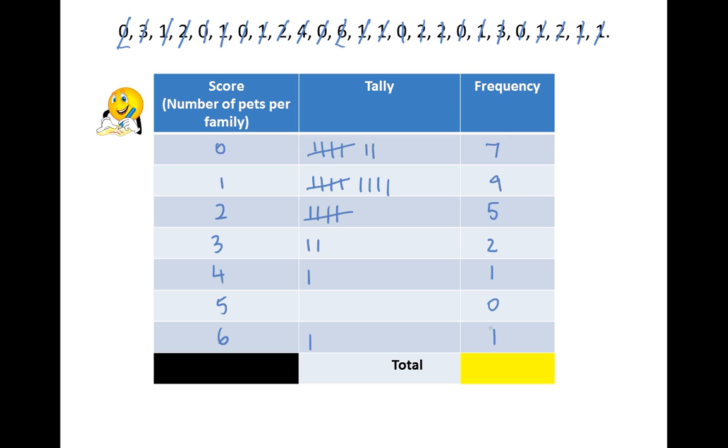And I'm going to add them up. 7, 9, 16 plus 5 is 21, 23, 24, 25. It's important that I check this value. Check that there are actually 25 values across here. I'd hate to continue on if I've made a mistake early on. Okay, so there's our frequency distribution table completed. Make sure that yours looks like this before we move on to the next slide.